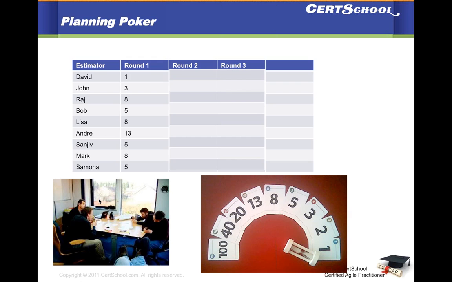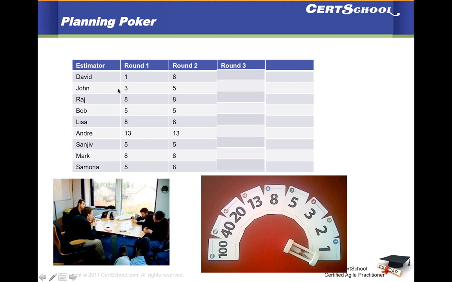Okay, so planning poker is a very good way of knowledge sharing within the team as well. And also in the process, not only are you estimating, but you are also driving clarity as a group. So what will happen is after that discussion, they'll continue to play round two.